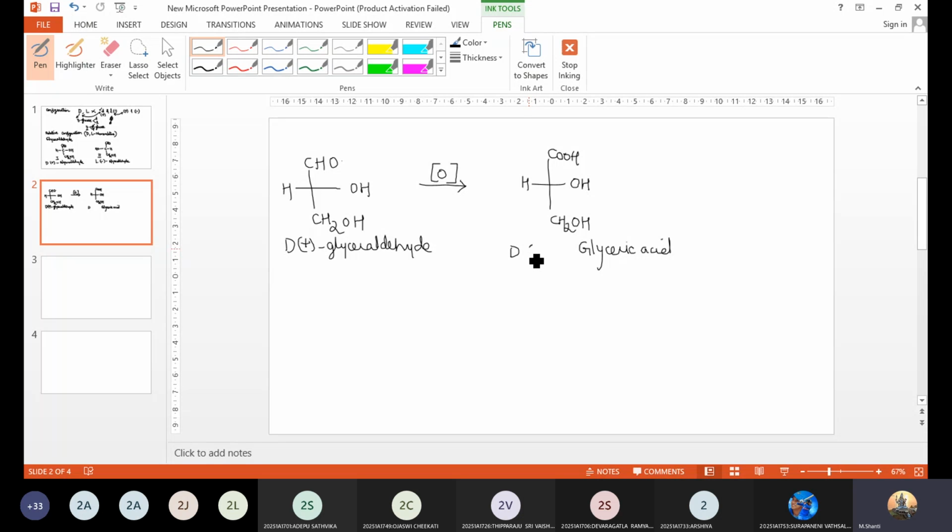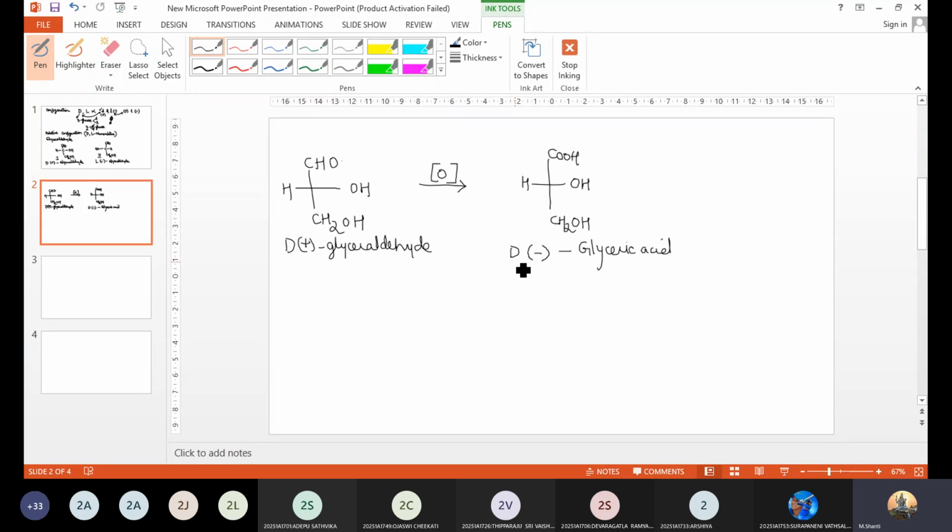Okay. I just want you people to find what change you observe from D-glyceraldehyde to D-glyceric acid. Not in the structure, below. Below the structure, I wrote the name. What's the difference between the names of these two? Rotation. Yeah, very good. Optical rotation.